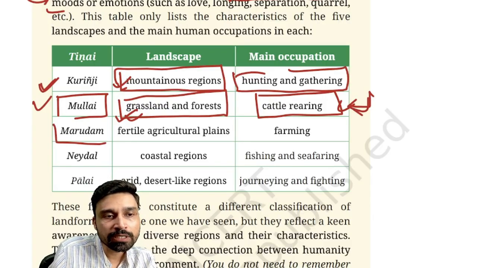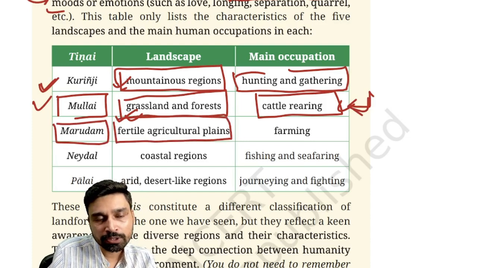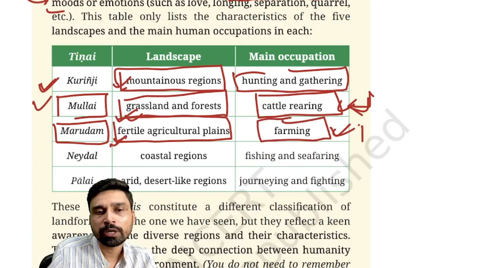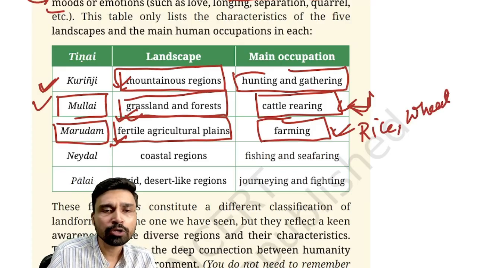Third is Marudam, that refers to fertile agricultural plains. Now, without saying, because it is an agricultural, plain, fertile area, the major economic activity would be farming, where you can grow a variety of crops such as rice and wheat, which is also considered the staple crop of India, or cotton or jute.